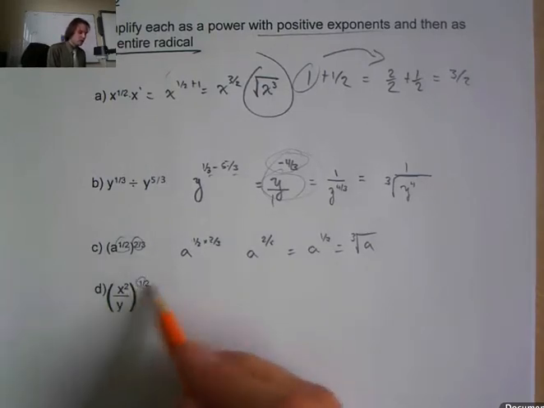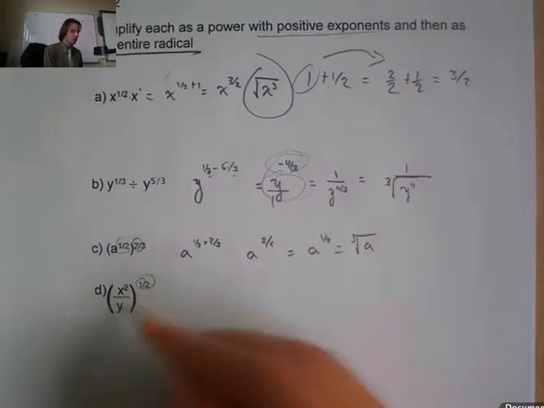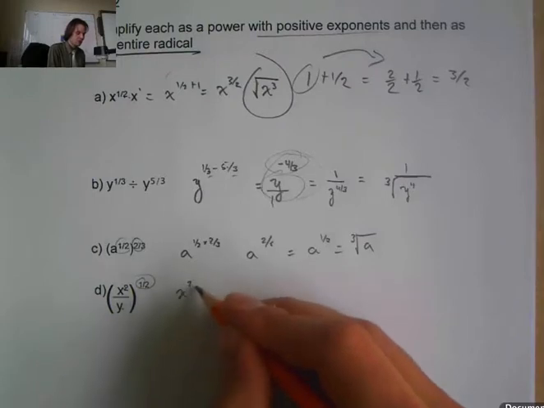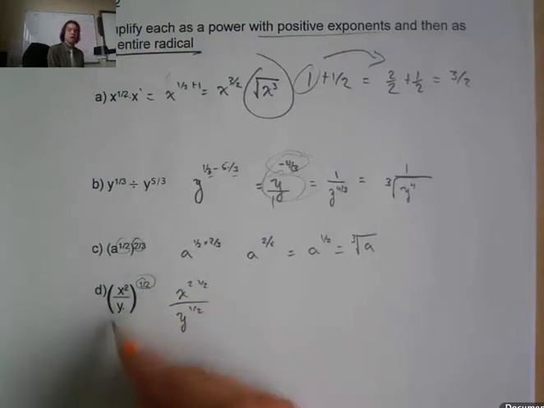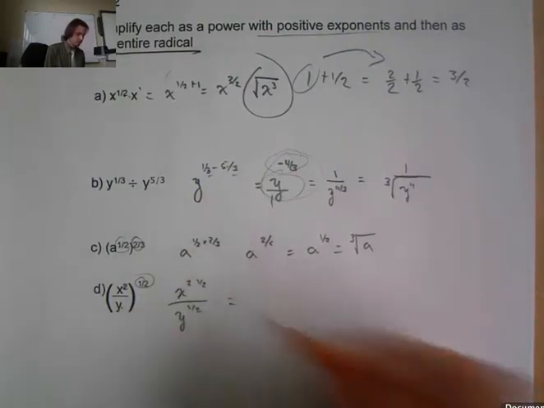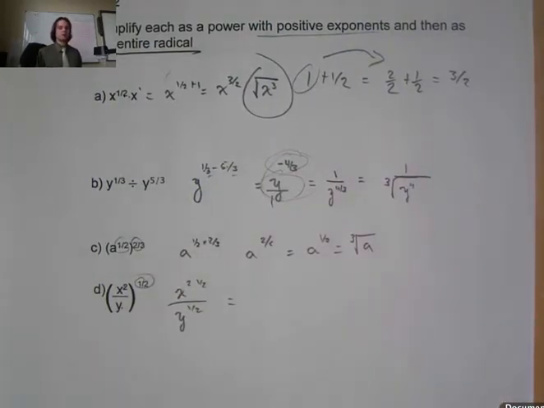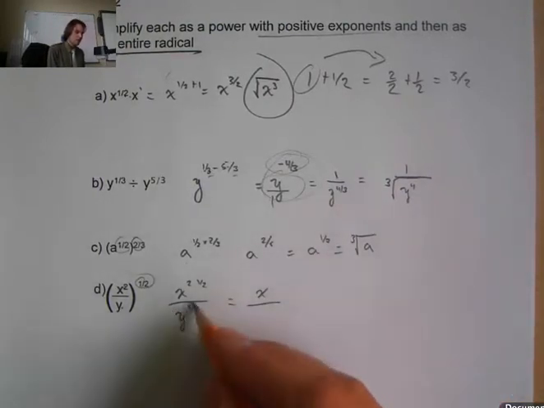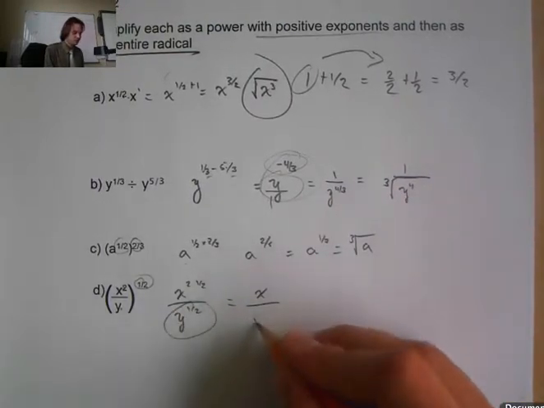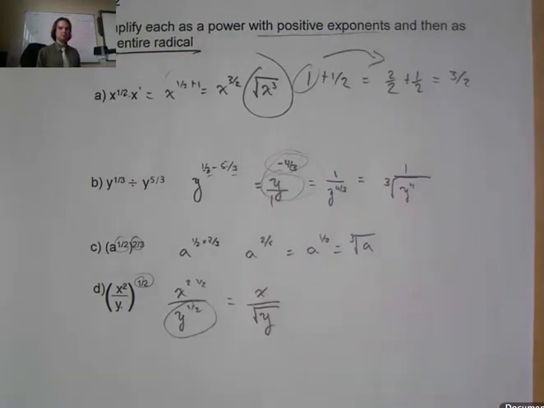So here we're going to have to multiply this 1/2 into both the top and the bottom. So I'm going to get x squared multiplied by 1 over 2, all over y to the 1 over 2. Power of a quotient. Well, what's 1 over 2 times 2? Half of 2 is 1. So we get x all over, and this we have to put into radical form. Square root of y. And there we go.